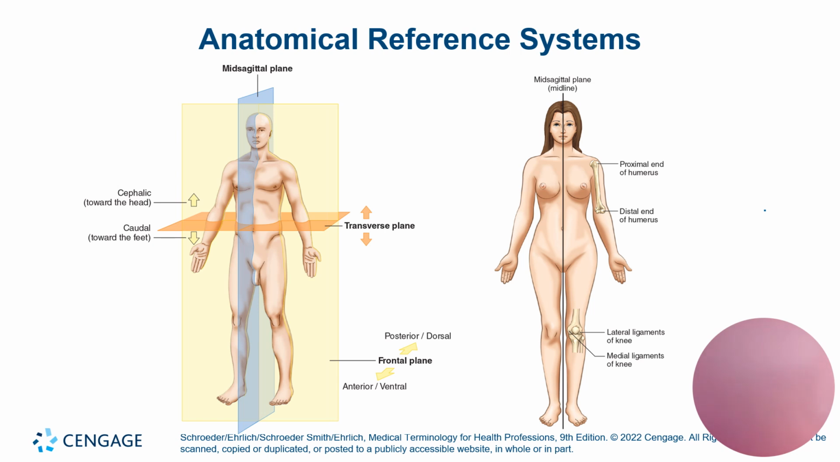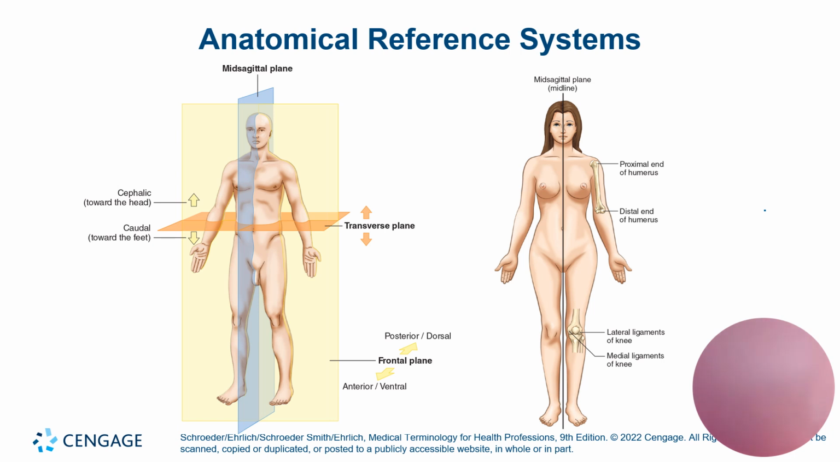We're talking about cephalic. This is opposite of caudal. Cephalic means toward the head. Caudal, being the opposite of cephalic, will be the opposite. So it means toward the lower part of the body. And we've already discussed anterior being the opposite of posterior. So anterior is situated in the front and posterior is situated in the back.